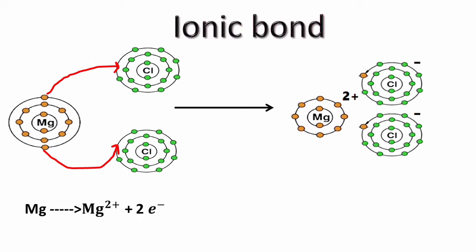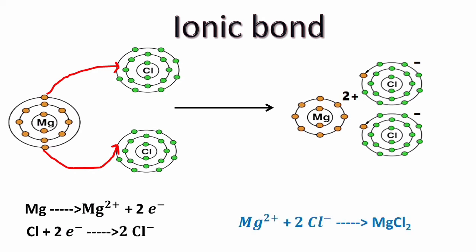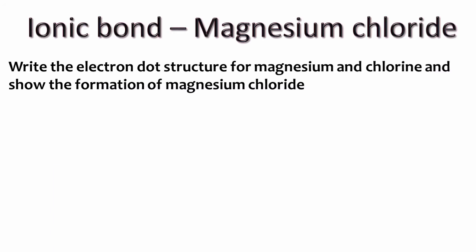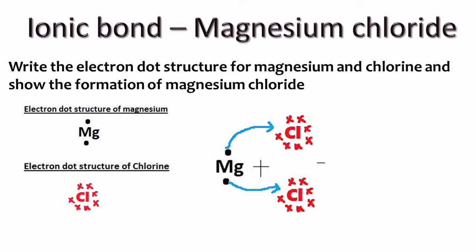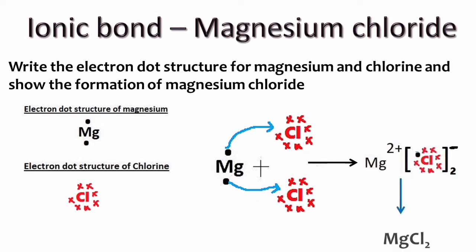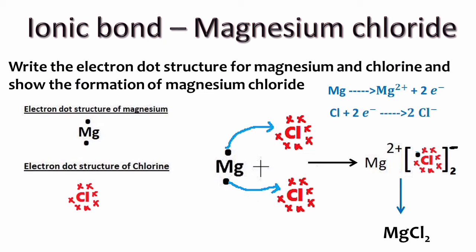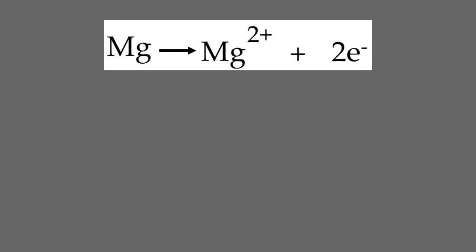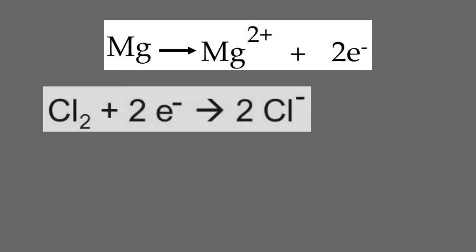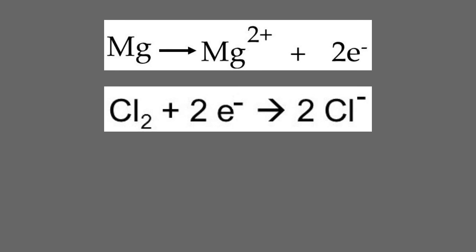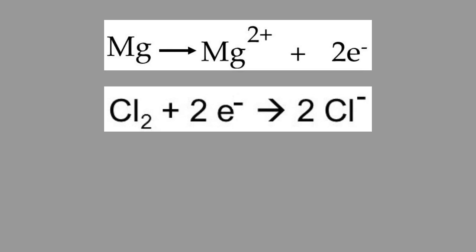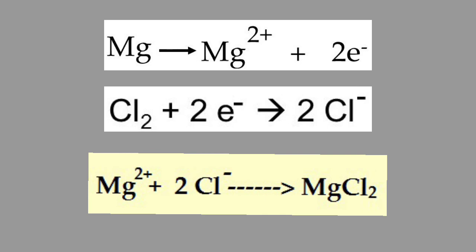An easier way to represent the ionic bond formation between a metal and non-metal is through the electron dot structure. In the electron dot structure, we only represent the valence electrons. Here is the electron dot structure of the formation of magnesium chloride. Understand that chlorine is represented only once on the product side, but the number 2 and minus indicate the number of chlorine atoms. The balanced equation for the reaction is Mg gives Mg2+ plus 2 electrons, Cl plus 1 electron gives Cl minus, Mg2+ plus 2 Cl minus gives MgCl2.